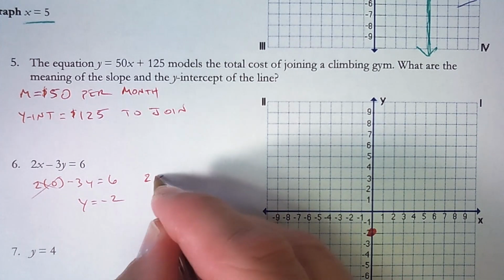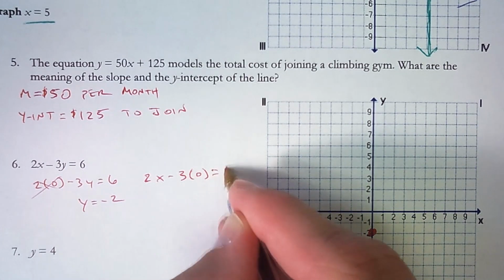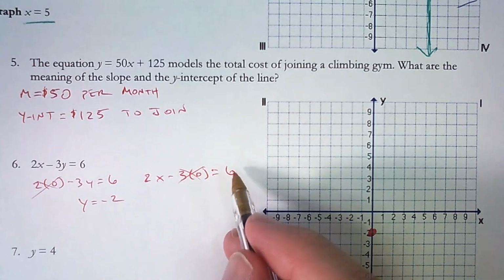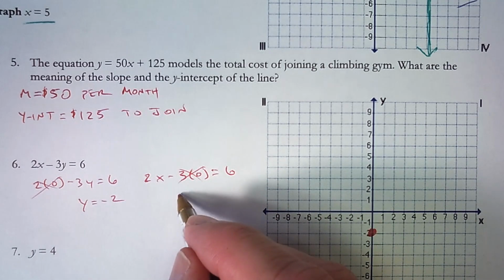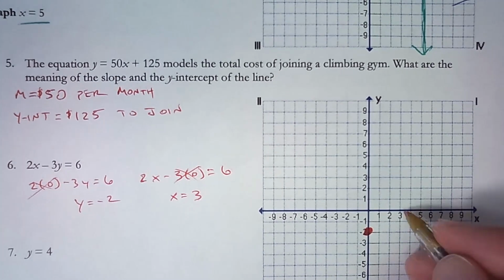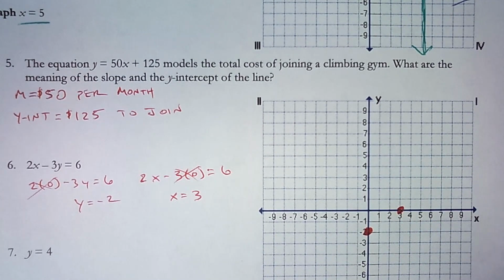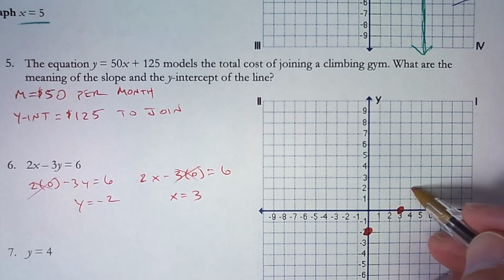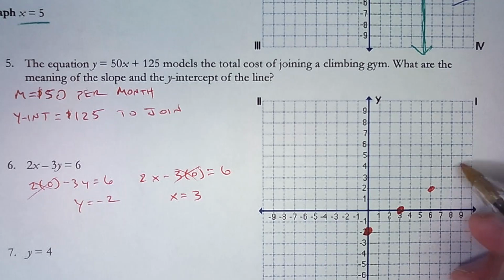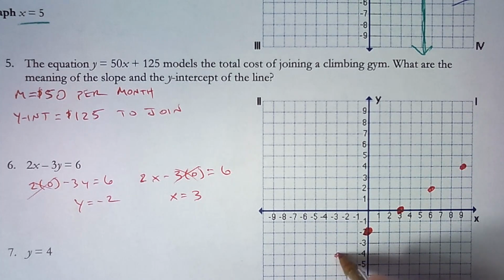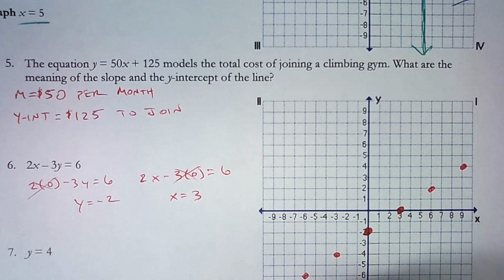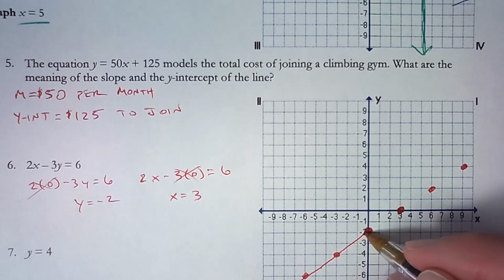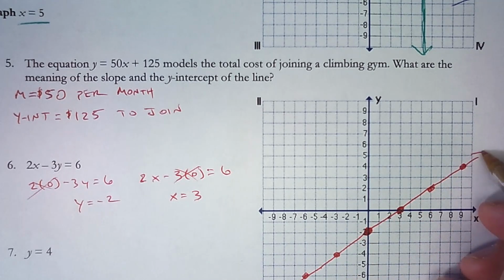Then I'll find the x-intercept. 2x minus 3 times 0 equals 6. So 2x equals 6. And when I divide by 2, I get x equals 3. So I have an x-intercept of 3. So this goes up 2 and right 3. So I'm going to continue up 2, right 3. And when I run out of space that way, I'll go down 2 and left 3. And then I can connect all of my points.